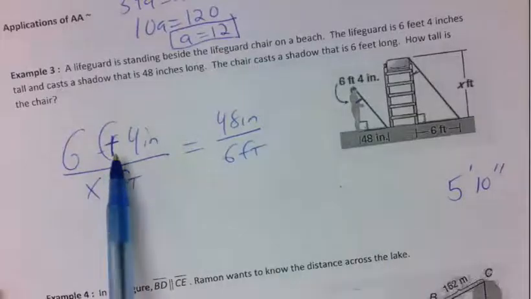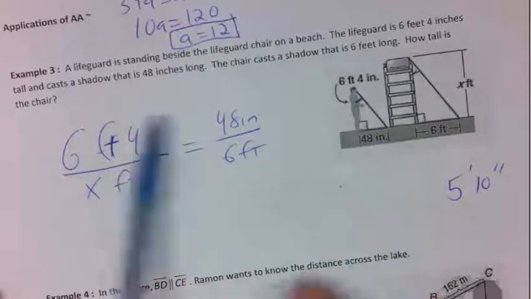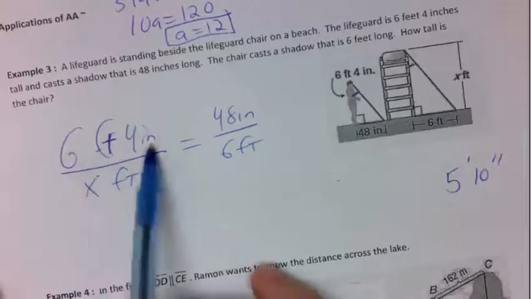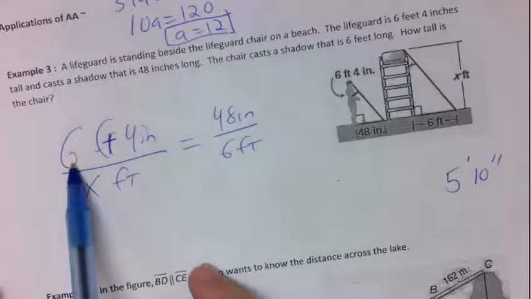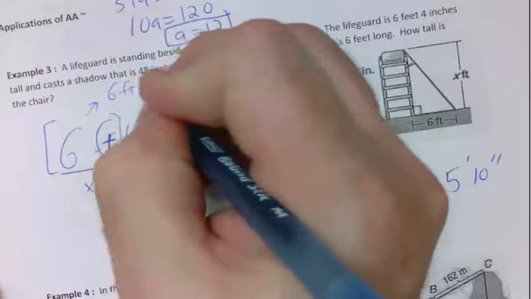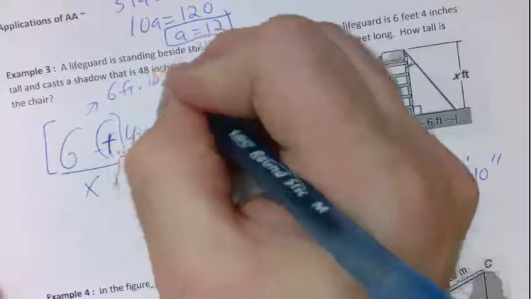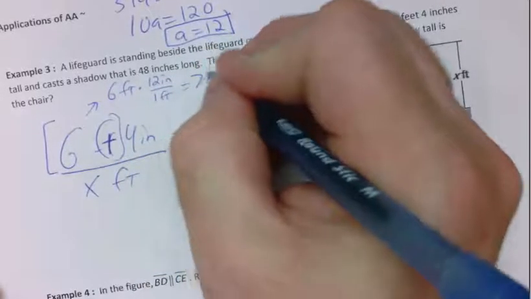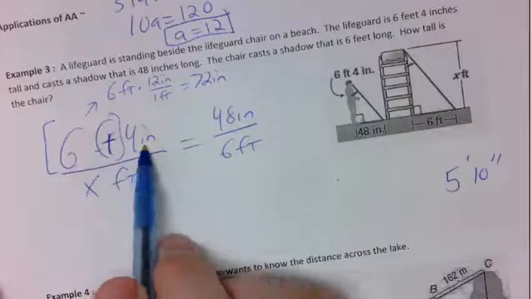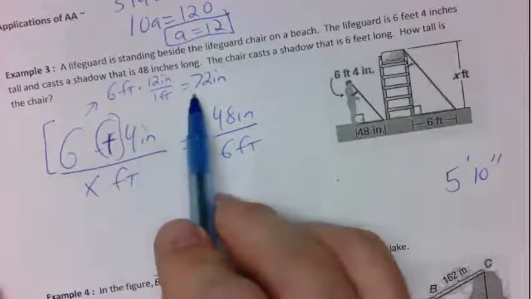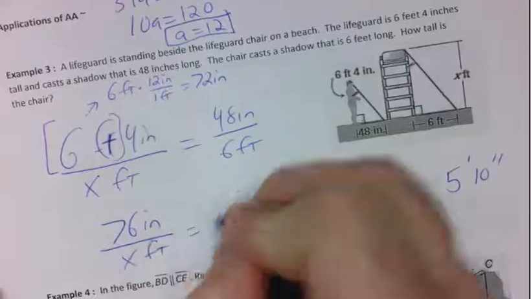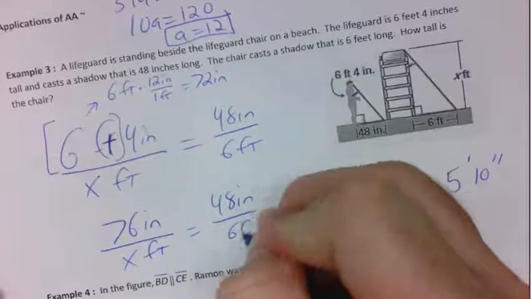So what I would recommend is, you see how we have inches here? There's no reason we can't just convert this to inches, kind of like when we did the simplifying before. So 6 feet 4 inches. There's 12 inches to a foot, right? So 6 feet times 12 inches for 1 foot becomes 72 inches. 6 feet is 72 inches. Well, 6 feet 4 inches would just be 4 inches more than 72. So that would be 76 inches over X number of feet equals 48 inches over 6 feet.